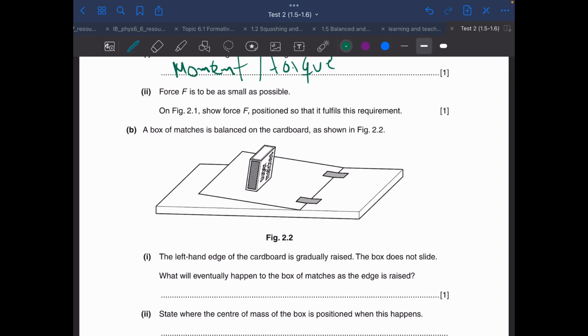Why is that? Because the center of gravity of the box should be around here. As long as this line goes through the base, it's not going to flip, it's not going to fall. However, once we keep lifting, we're going to get to a point where this line is going to go past the base. So it will fall. Any idea of toppling would be accepted.